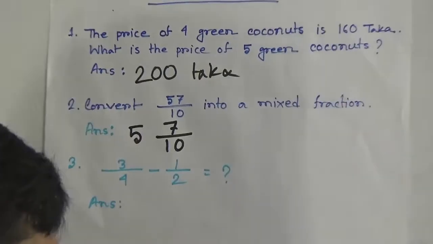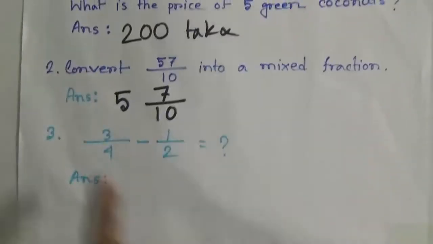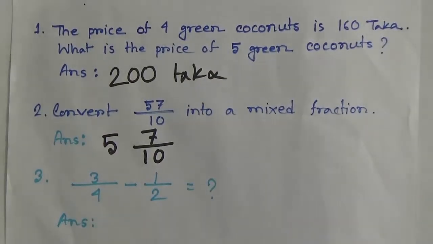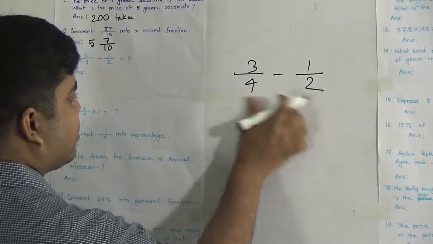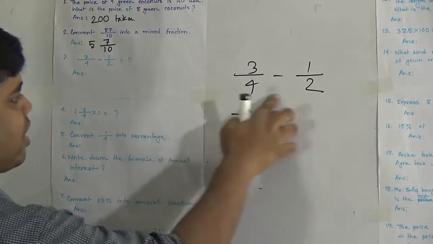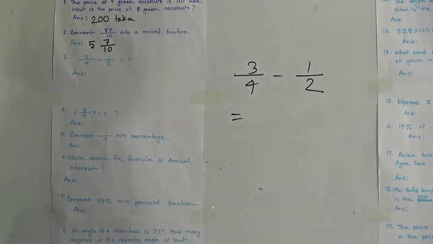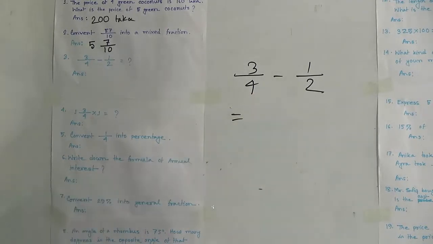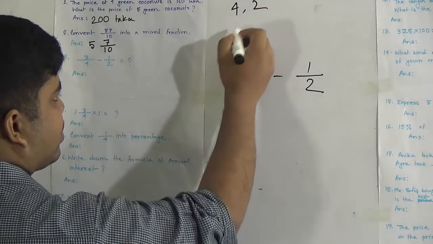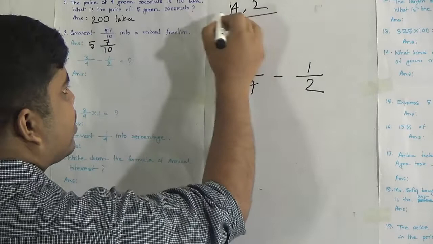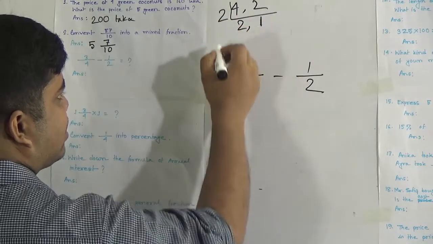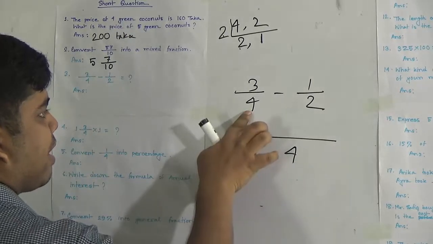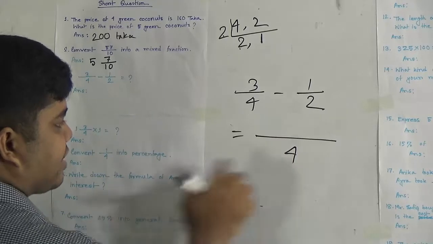Next, question number 3. Question number 3 is 3 by 4 minus 1 by 2 equal to what? Notice, 3 by 4 minus 1 by 2 equal to what? So in order to do subtraction, at first we need to find the LCM of the denominators. Here the denominators are 4 and 2. So I need to find the LCM. So 2 2s are 4 and 2 1s are 2. So 2 2s are 4, 4 1s are 4. 4 is the LCM.